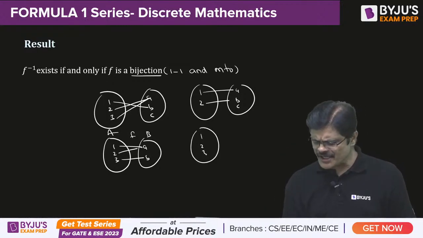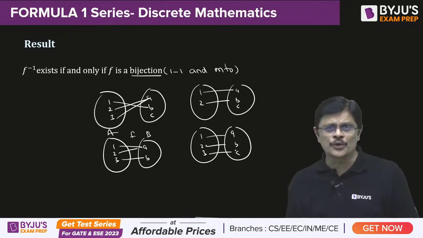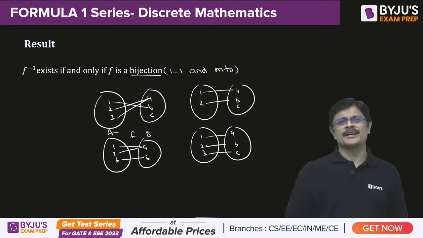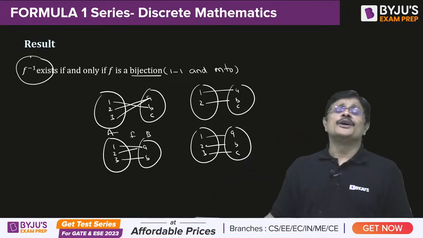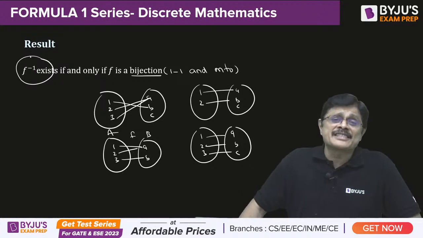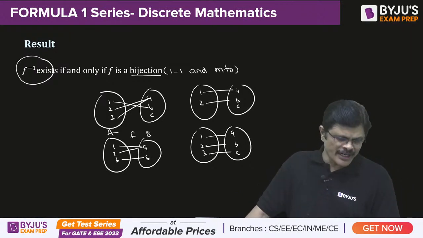Only when the function is 1-1 and onto, inverse also becomes a function. Otherwise inverse cannot be a function. Only a function is invertible, that is f inverse exists when it is both 1-1 and onto, my dear friends. Only when it is 1-1 and onto.